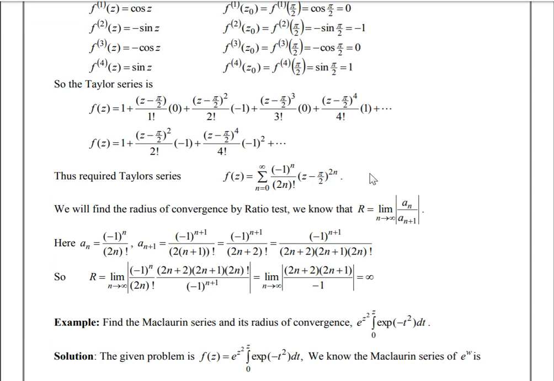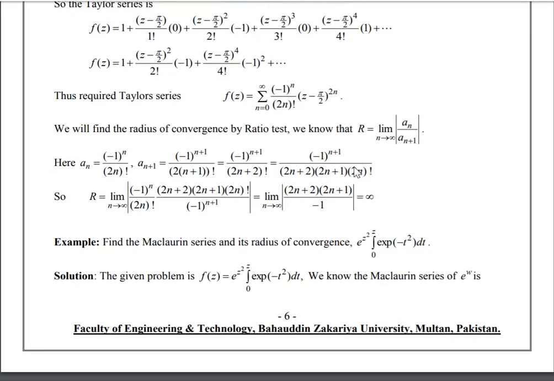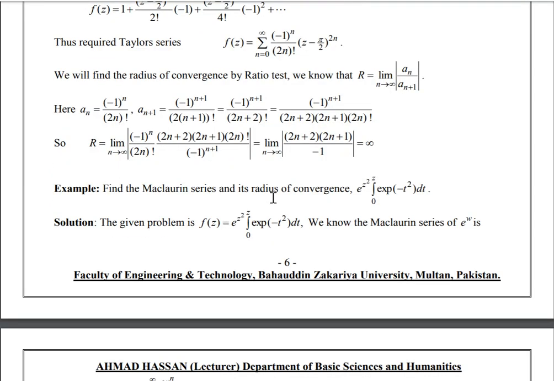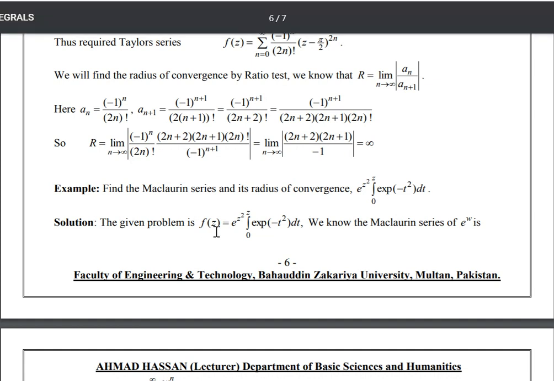Okay, next example: find the Maclaurin series and its radius of convergence of this function. Okay, here f of z is this. There are different ways to find the Maclaurin series. One way is to find the derivatives. Okay, the first derivative is the product of these two. The second derivative, again 2 terms, becomes 4 terms. The third derivative, 4 terms is converted to 8 terms, but this is different. We find the series by this way.